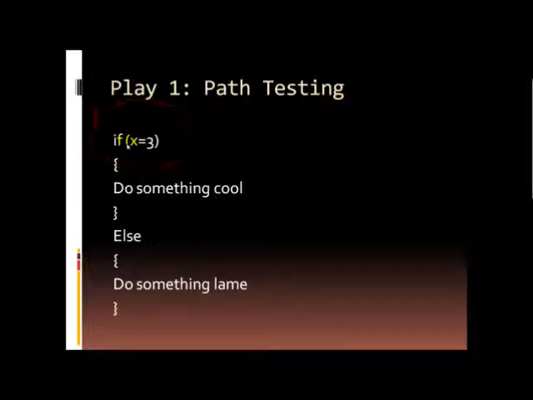So in this situation, we will test this value coming out, so we can see the first path is x is 3. Test that value, and it'll do something cool. Then we'll rerun the program and test this value, make x 4 or something of the sort, something that's not equal to 3, and we'll have it do the other path, just do something lame. Or obviously in this case you want to do something cool, so we try to get that now.